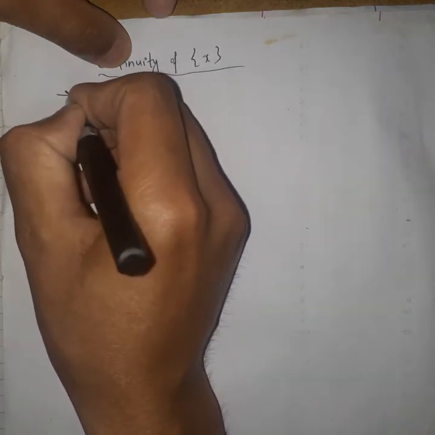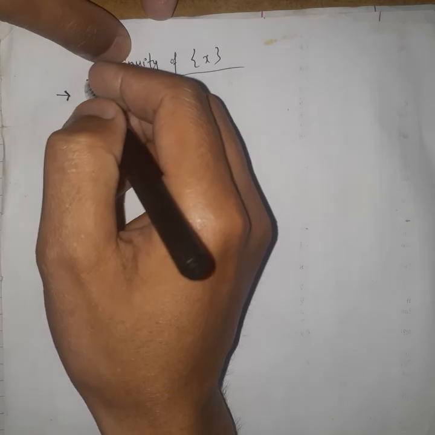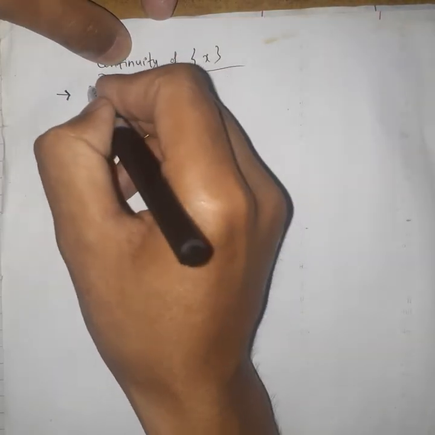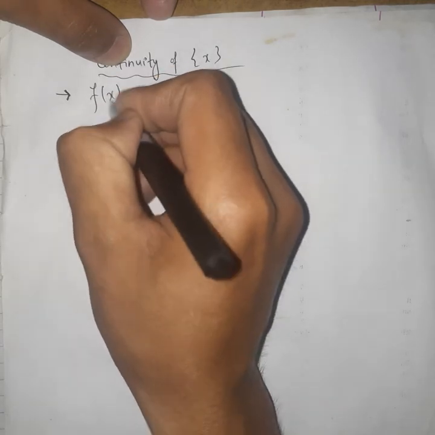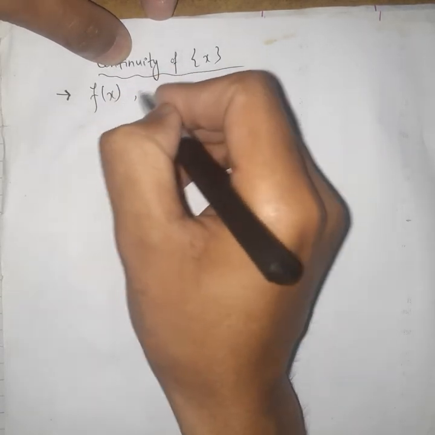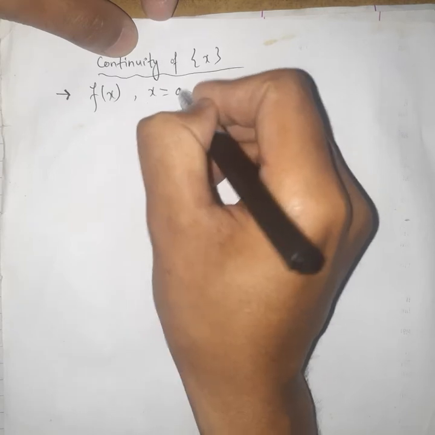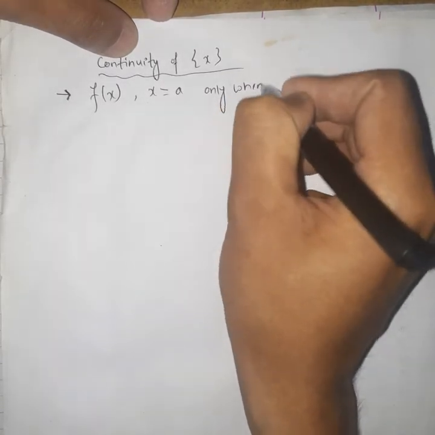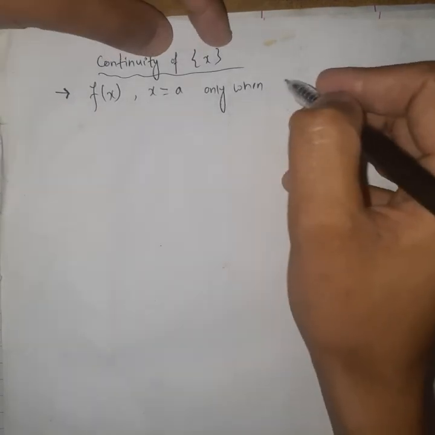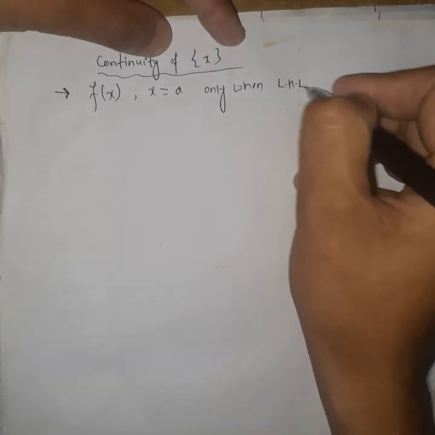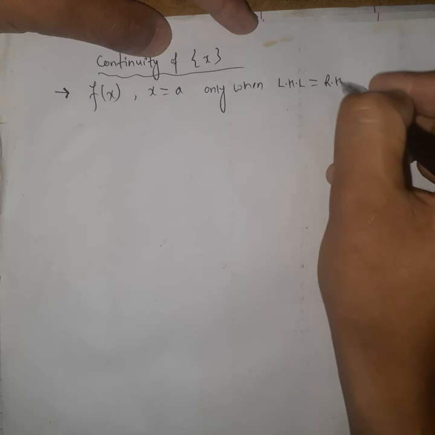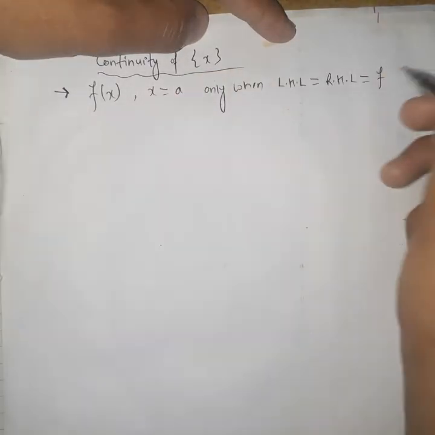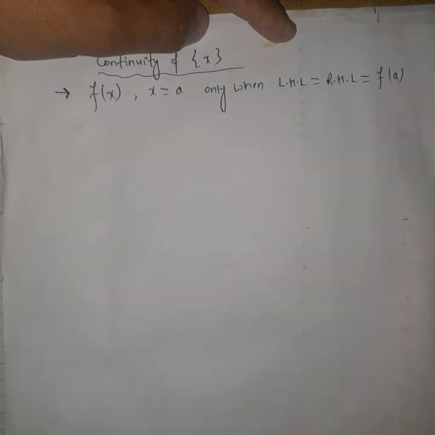Let's have a very quick recap on the continuity of a function. A function f of x is said to be continuous at x equals a only when the left hand limit is equal to the right hand limit, and both are equal to the functional value at the point. Here the functional value at the point is f of a.